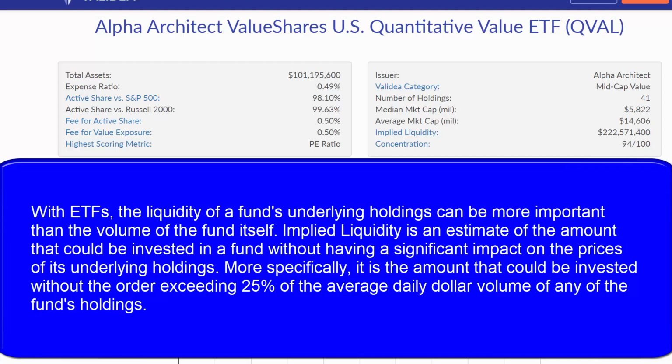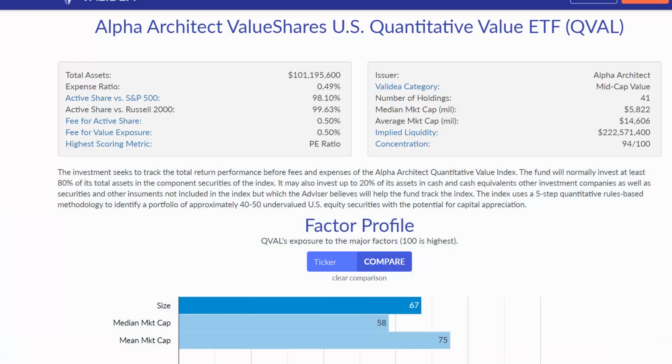What implied liquidity looks at is how much of that ETF I could buy today where my order would not exceed 25% of the daily volume of any of the individual securities in the ETF. So you look at the least liquid security in the ETF and say, I don't want to buy more than 25% of that daily volume of that least liquid security. How much of the overall ETF can I buy without exceeding that limit? That's what the implied liquidity is. In this case, this is a very liquid ETF. It's $200 and something million you could buy without exceeding 25% of the daily volume of the smallest stock.